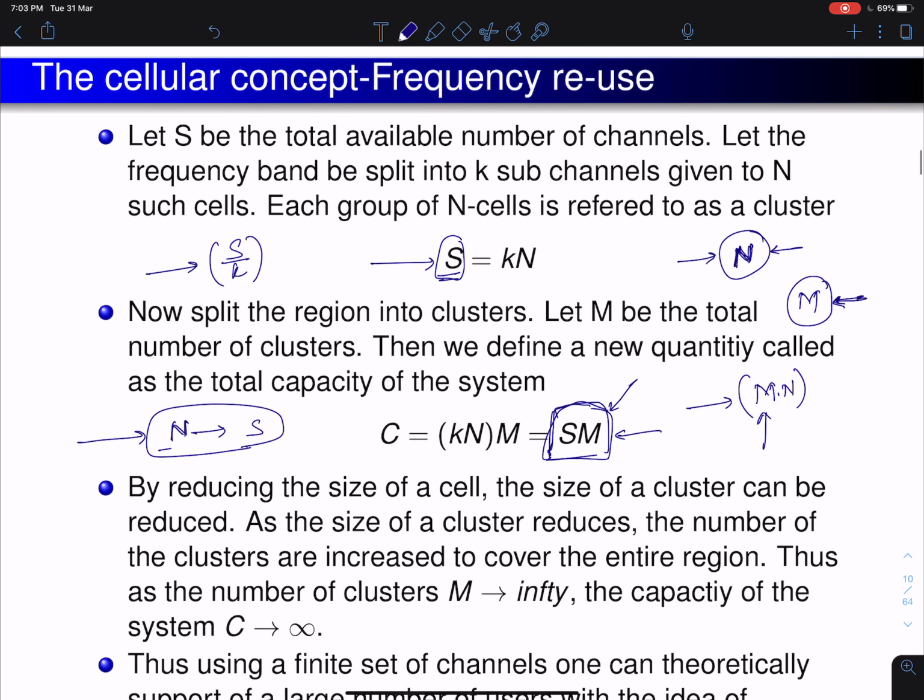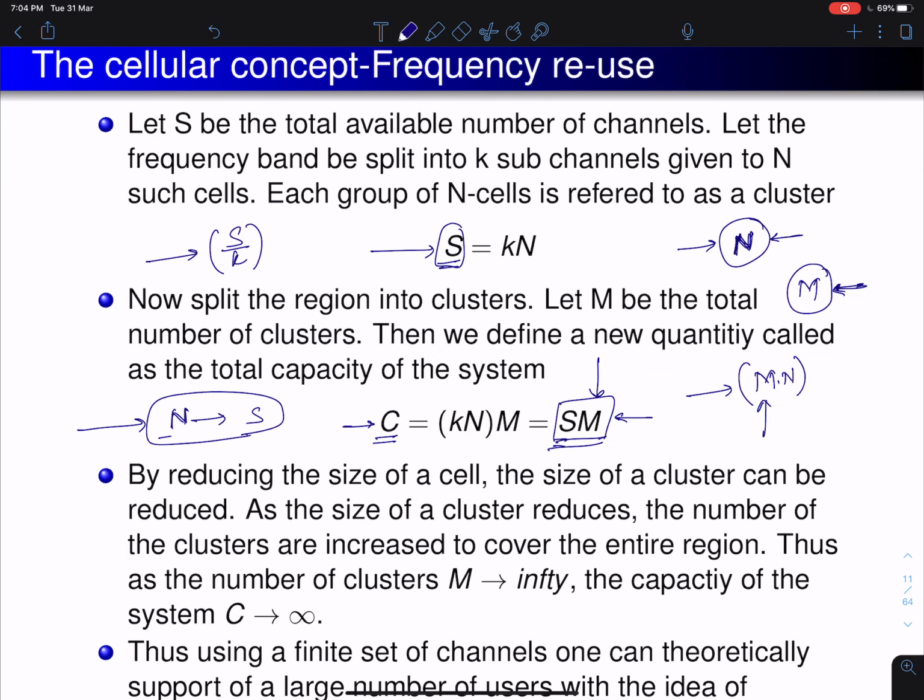Now if you look at this equation here, I began with S channels, but I'm going to define a new term called capacity. This is user capacity, whereas in Shannon's theorem it was channel capacity. The user capacity is the total number of users that you can support in a cellular system, and that is simply equal to S times m. S is the number of channels available, and m is the number of clusters. So this is a very interesting result.